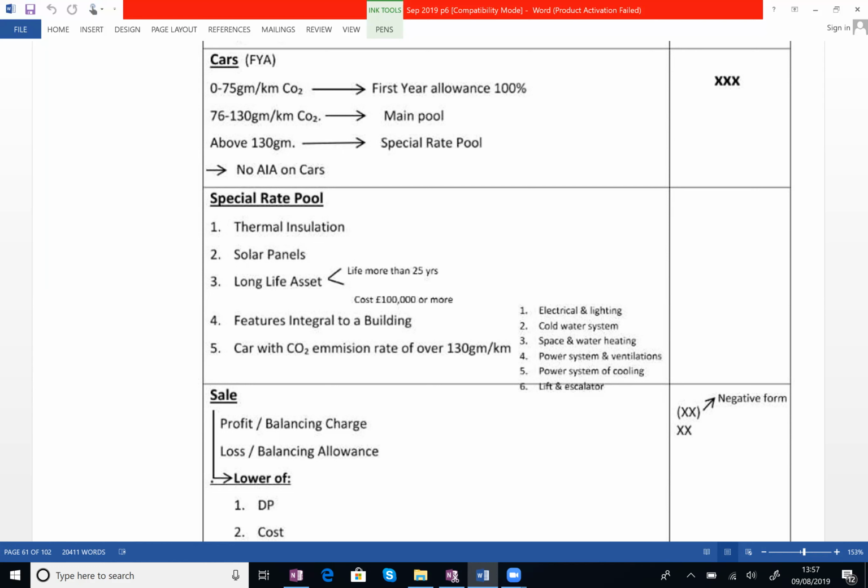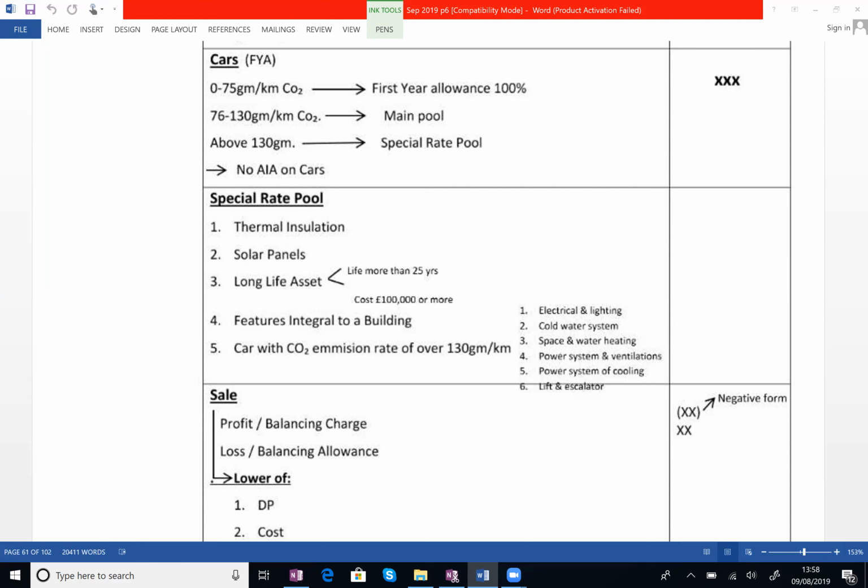There are 6 features. Number one, electrical and lighting system, for example energy savers included in the building. That is an integral feature of a building. Second, cold water system. Third, space and water heating system, meaning geysers, etc. Fourth, power system station. It's also an integral feature of a building. Fifth, power system of cooling, meaning ACs, air conditioners. And six, lifts and escalators. These are 6 integral features of a building, always include in the special rate pool.